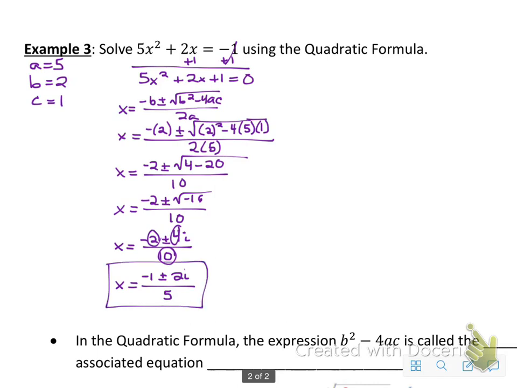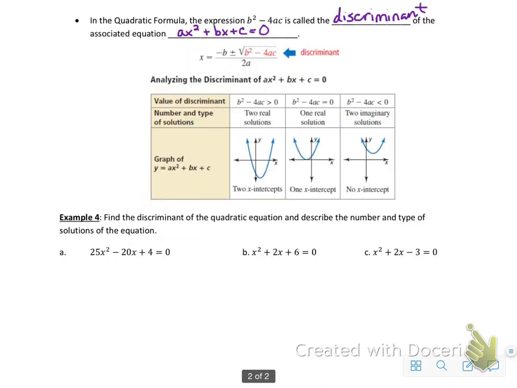And that's how you use the quadratic formula. So we will practice this more in class. Now, in the quadratic formula, the expression b squared minus 4ac, the part that's underneath the square root, as you can see right here, is called the discriminant. And the discriminant can determine what kind of answer you're going to get. And we have proof of that.